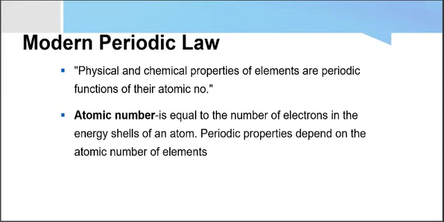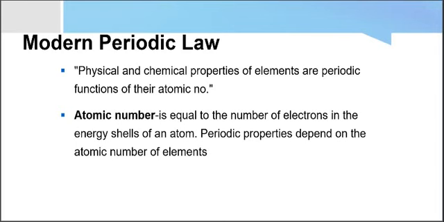What is atomic number? It is the number of electrons in the energy shell of an atom, and it is always also equal to the number of protons in the nucleus of an atom. So basically what is modern periodic law? It states that all the physical and chemical properties are dependent upon the number of electrons in any atom. All the physical and chemical properties depend upon how electrons are arranged in various energy shells of an atom.